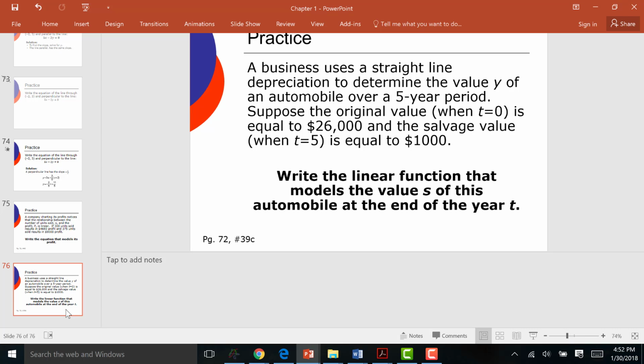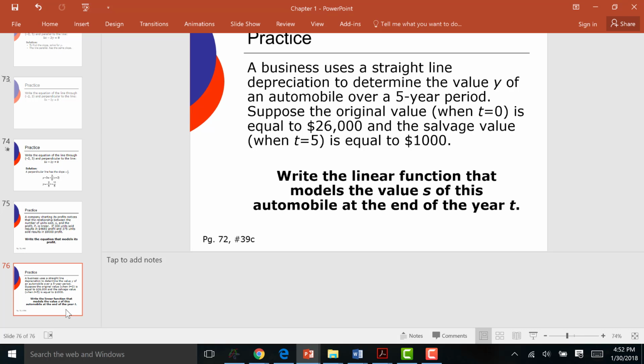Can I go find the slope? Yes. Okay, well, let's go do the slope. So M is equal to Y2 minus Y1 over X2 minus X1. Let's just plug them in. So I got 1,000 minus 26,000 over X2 is 5 minus 0. All right, so my slope now is, let's see, that's 1,000 minus 26,000. Is that negative 25,000? Over 5. So that M is going to be equal to a negative 5,000. So my slope is a negative 5,000.